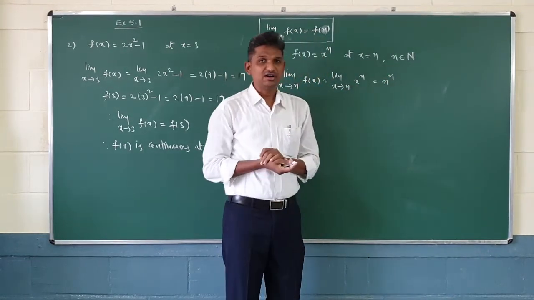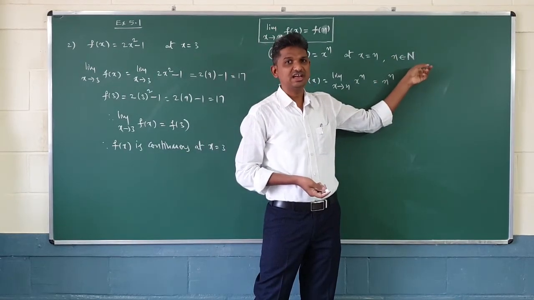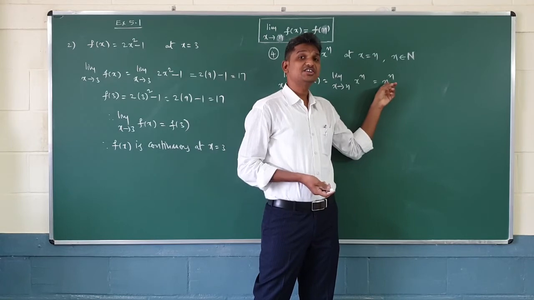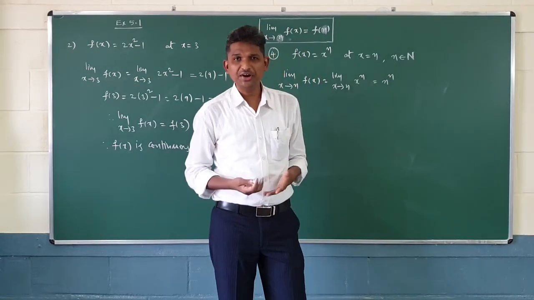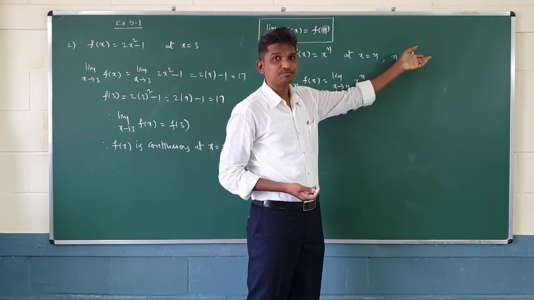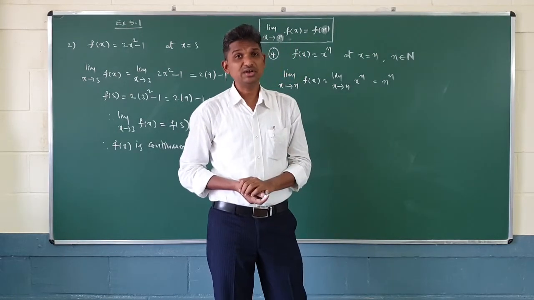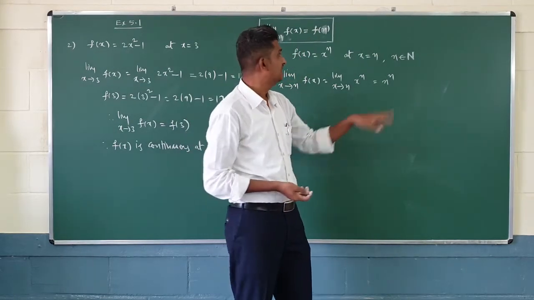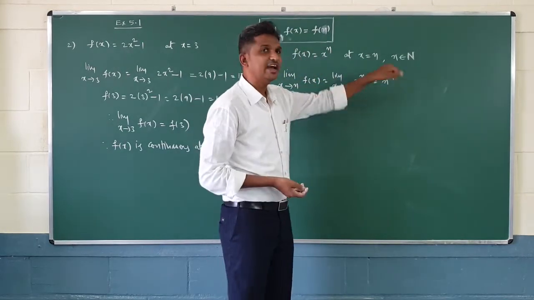N power n is defined or not? What is n? N is a positive integer. That means n is a natural number. You take any natural number: 1 power 1, 2 power 2, 3 power 3, 4 power 4. All are defined. This is a defined number. Suppose they given n is an integer. 0 power 0 is not defined. Problems will arise. That's why in the question only they mentioned that n is a positive integer. So I calculated this. I got n power n.